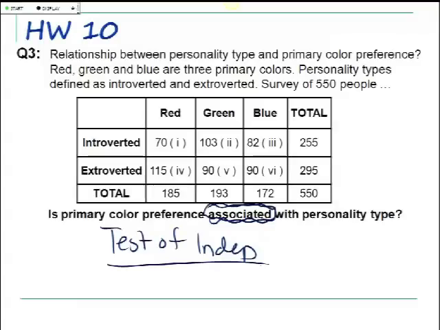But we do give you the test statistic again to work through. And we ask you a couple other questions regarding that. And then the last one is simply a name that test, and I'll let you do that one on your own. So that's homework 10.